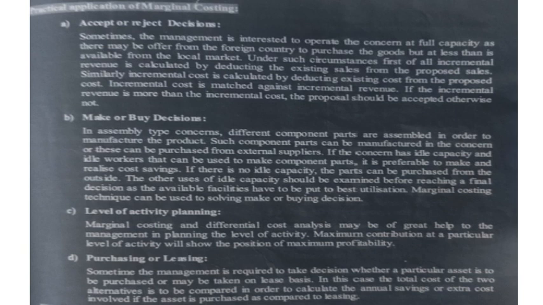But marginal cost is, by producing 1 unit extra, what is the cost which has been increased, or decreased by reducing 1 unit. So the cost which is incurred is known as marginal cost. These are the different decision making techniques which are used under marginal costing and differential costing.